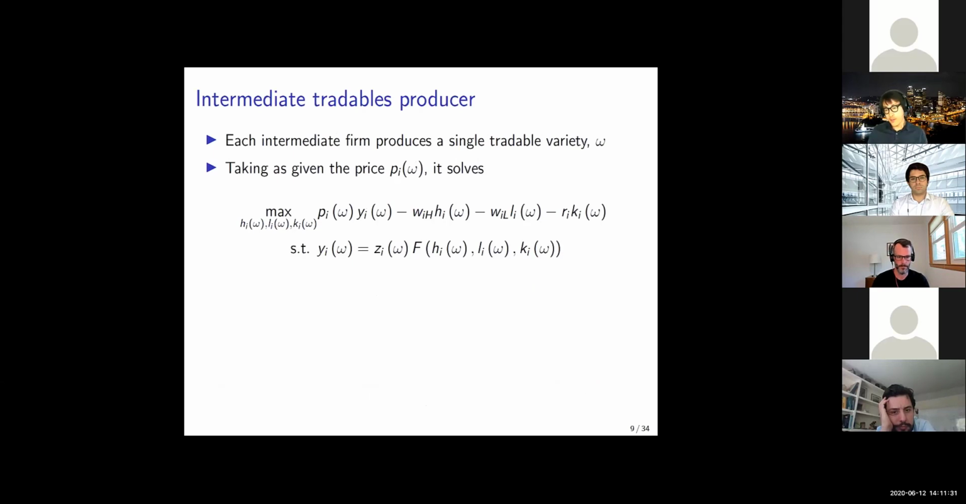Okay, so the intermediate good. We're going to think of an intermediate firm producing a single tradable variety, and for each variety, this can potentially be produced in country 1, country 2, or both. And these are price takers. So taking the price as given, they're going to solve this profit maximization problem where they're choosing high-skilled labor, denoted by H of omega, and unskilled or low-skilled labor. They're also renting capital. And here we've made the assumption that they're using the same production function as the non-tradable producers. That can be relaxed, especially for the quantitative side of the model, and it comes at very little cost. But analytically, the expressions become a lot simpler when we assume that the production functions are the same.